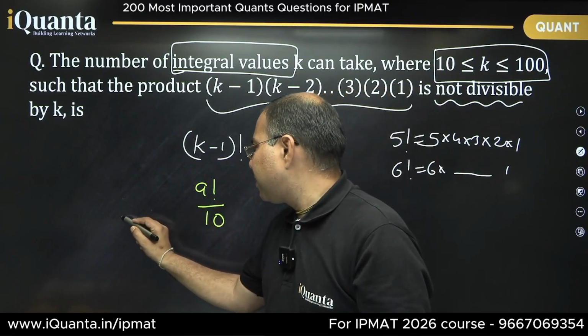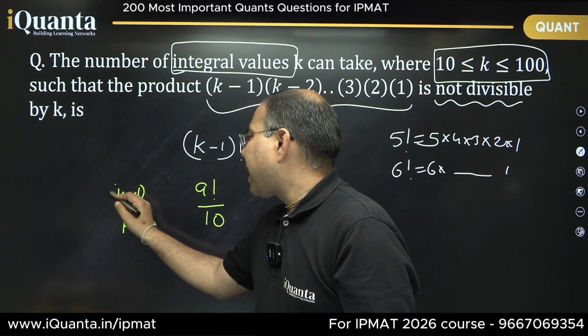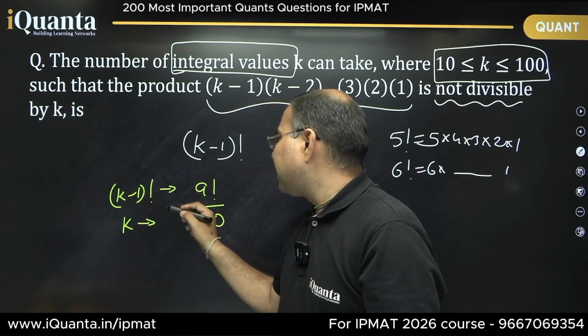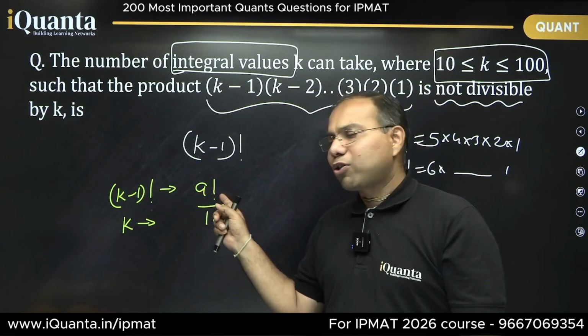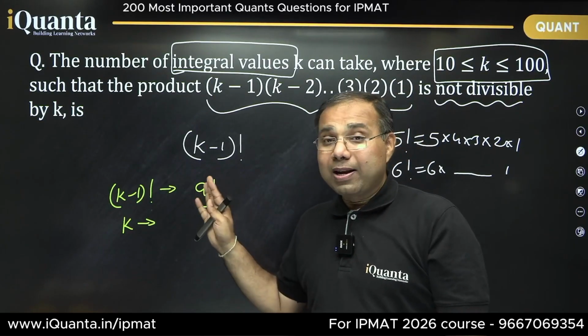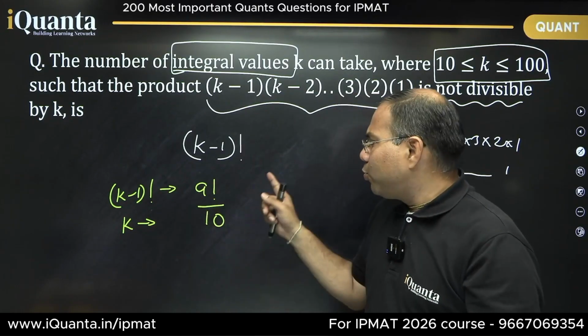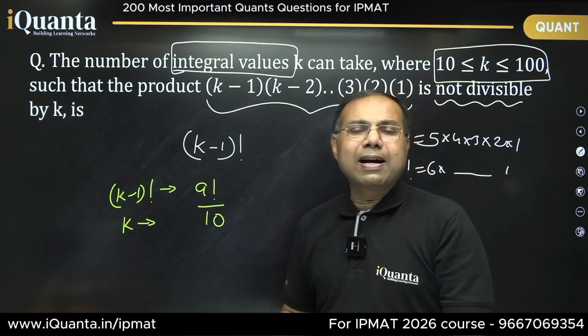So this is k here, and this is (k minus 1) factorial. I need to see whether this factorial value is divisible by that denominator number or not. I want it should not be. When it will not be divisible, I will consider that particular k. Now you tell me, 9 factorial, is it divisible by 10 or not?